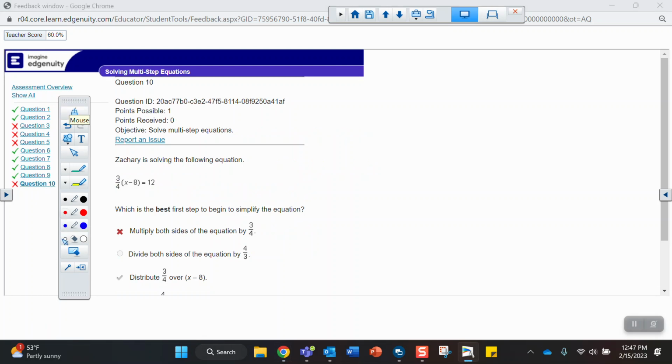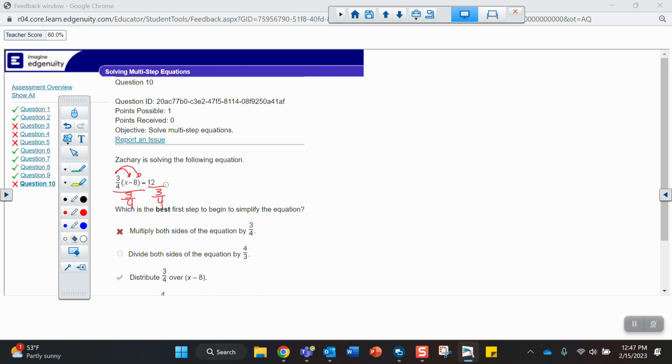Then the last one you missed says, what's the best first step? Yeah, so this one does teach you to distribute first. So the best first step is to distribute through the parentheses. And you wouldn't want to multiply by 3/4. You would want to divide by 3/4. That's your other option.